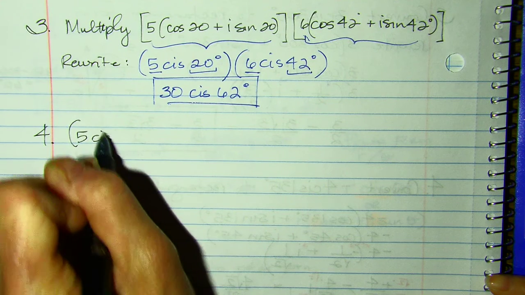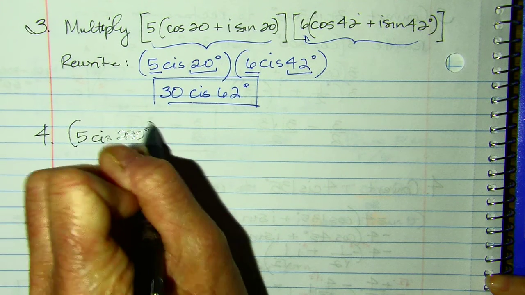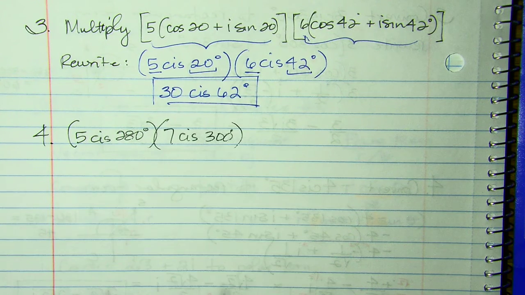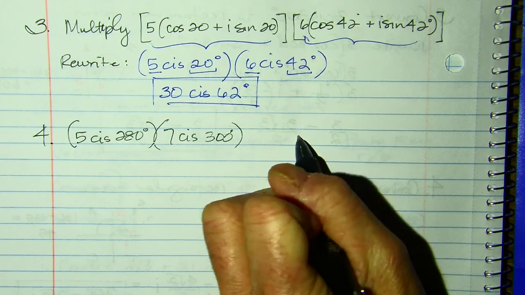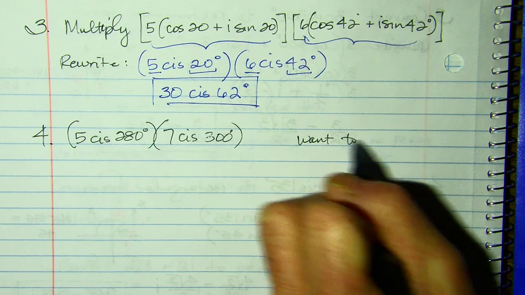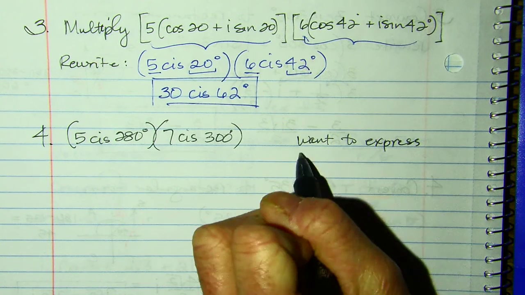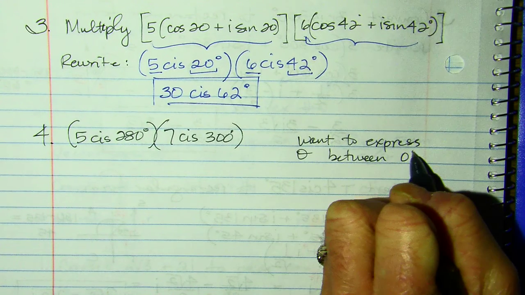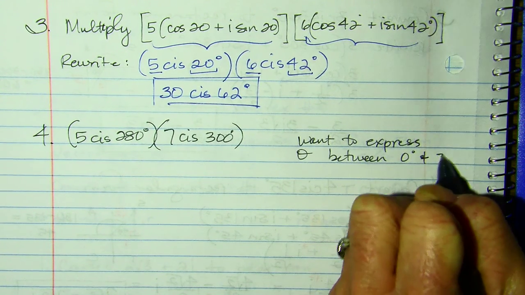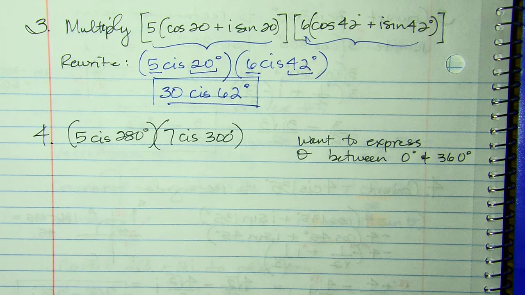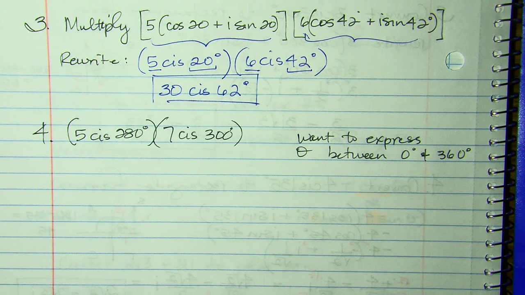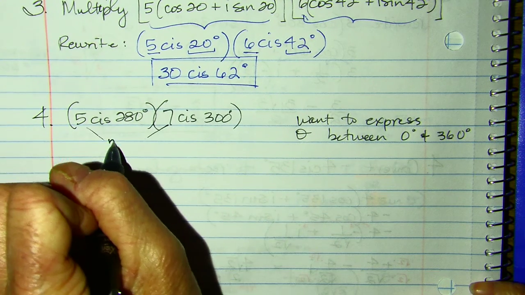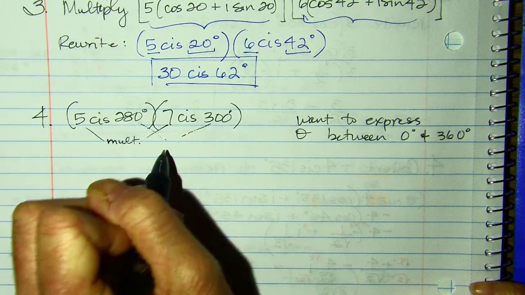5 cis 280 times 7 cis 300. Now, when we write our answer, we want to express theta between 0 and 360 degrees. So when we express our answer, we want to use the related angle that's within that domain. So for this one, remember I'm multiplying these and I'm adding these.